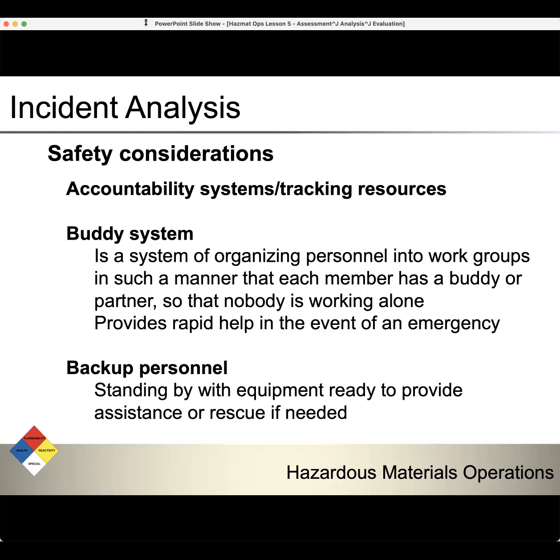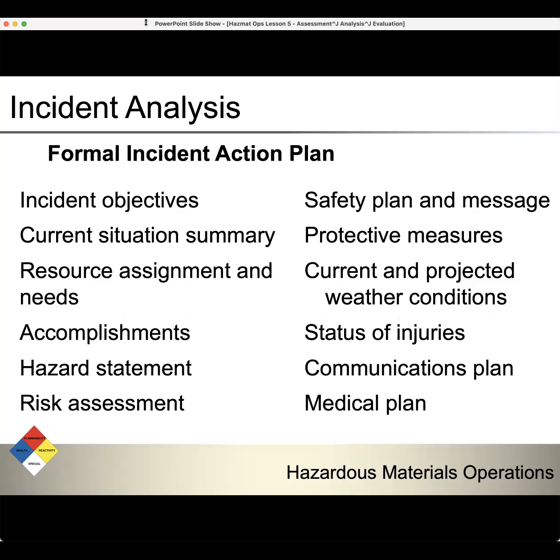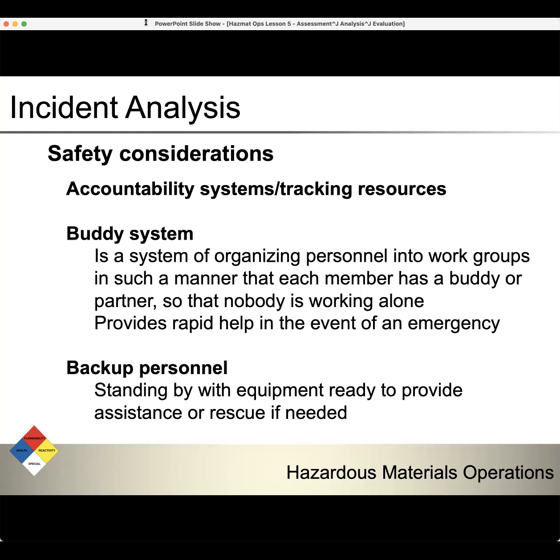In firefighting, you hear about the 2 in, 2 out. Same thing with hazmat, but you're probably going to need more than 2 people to back up, because hazmat can be a little more complicated. But we need all those things. Those are highlighted or bold. Those are our safety considerations for any hazmat incident: accountability, use the buddy system, have backup personnel.